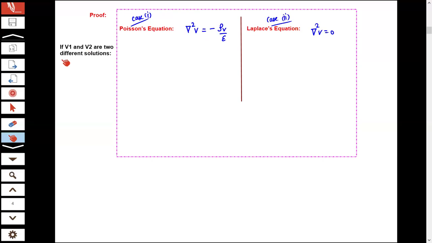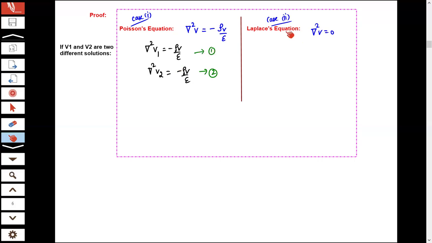By the contradiction assumption, let us consider V1 and V2 are two different solutions of either Poisson's equation or Laplace equation. Let us consider two cases: one for Poisson's equation, another for Laplace equation. If V1 is the solution of Poisson's equation, then V1 must satisfy the equation, so we can write del squared V1 equals minus rho v by epsilon. If V2 is also a solution, then del squared V2 must also equal minus rho v by epsilon. We are marking these two equations as 1 and 2.